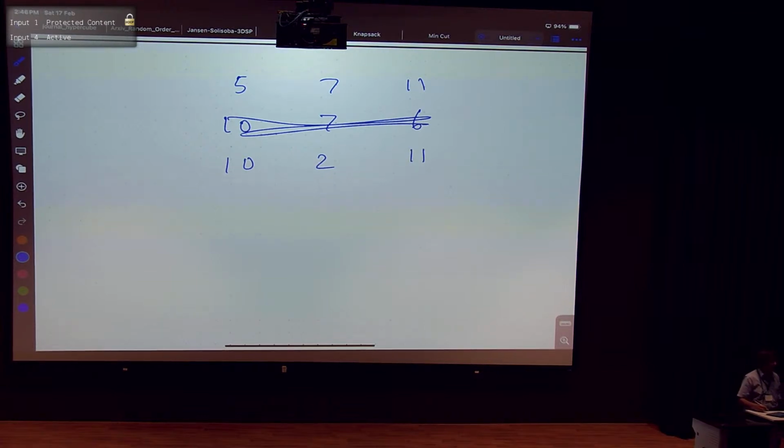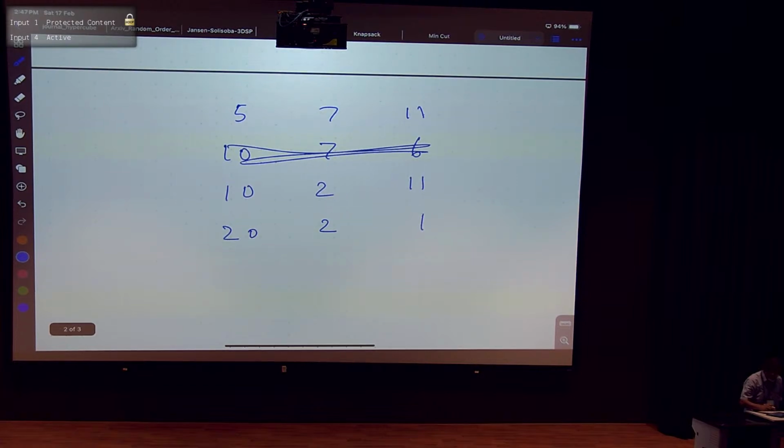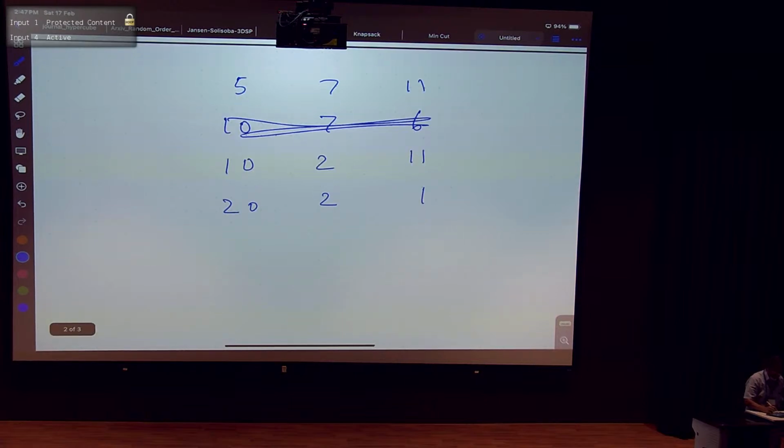Then C to A. That means this becomes 20 and 2, and this becomes 1. A to, no, 2 to C or what? 19 to 2. Okay, so 19 to 2. Now, 2 you can transfer by doubling. So 1904. Excellent. You got one solution.